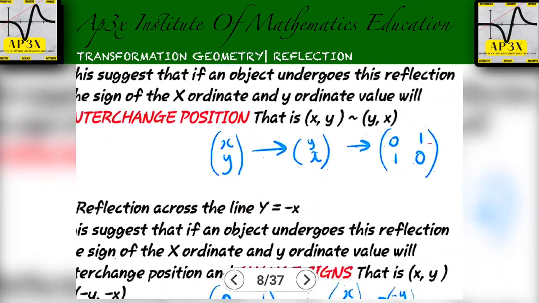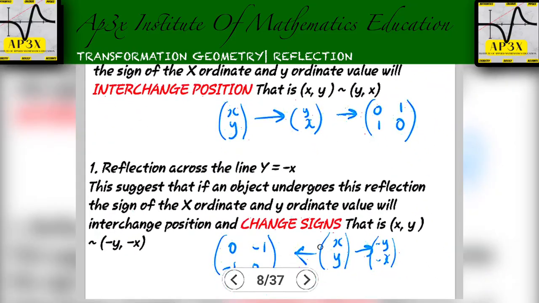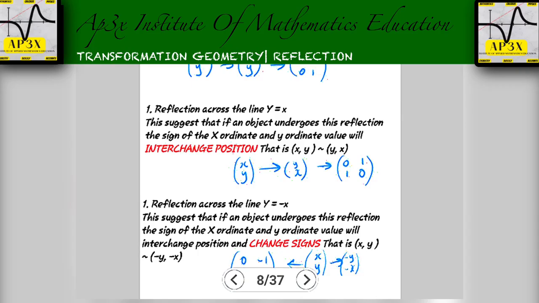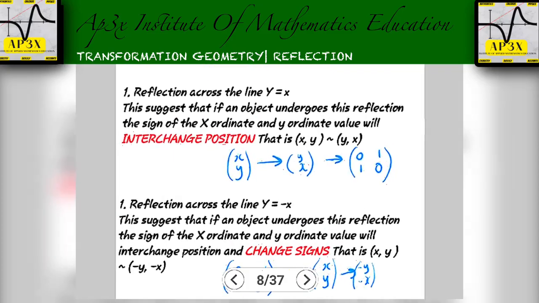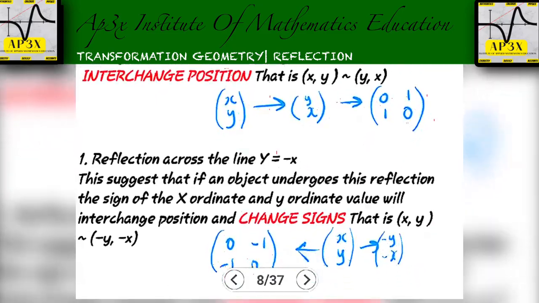For the last two, we know that there's going to be an interchange in the points, but I have to try to remember which one has a change in signs and which one doesn't. So of course the positive one, y equals x, just has the interchange in position, and the line y equals -x has an interchange as well as a change in the signs. So you can find your own unique ways to remember the matrix or remember the change. It really boils down to you as a student.